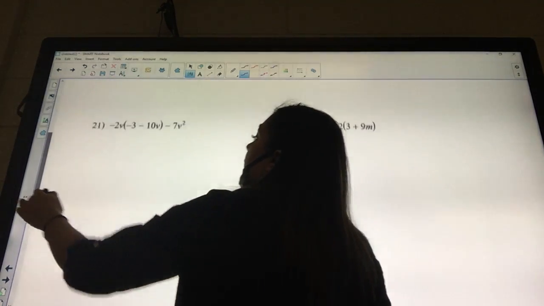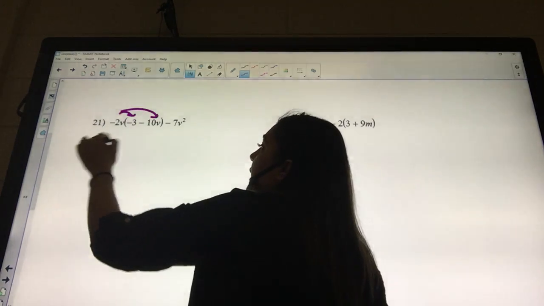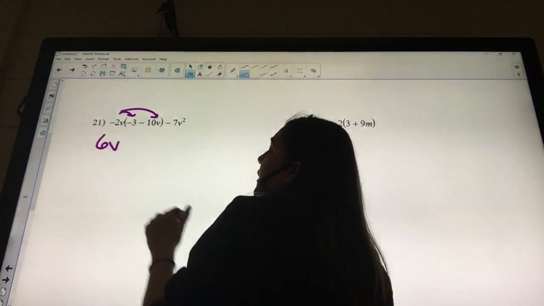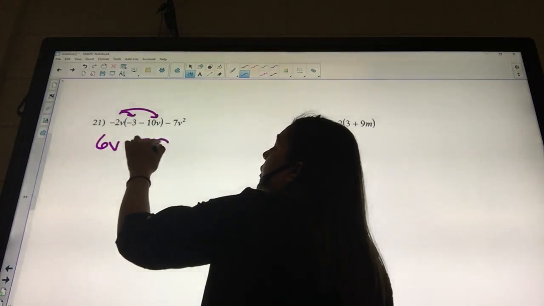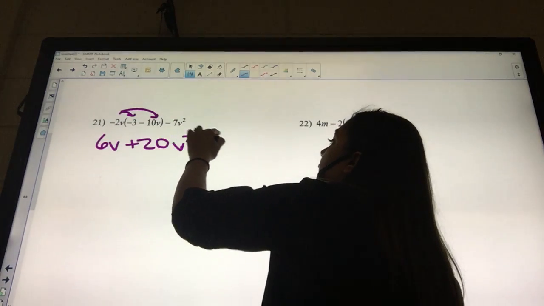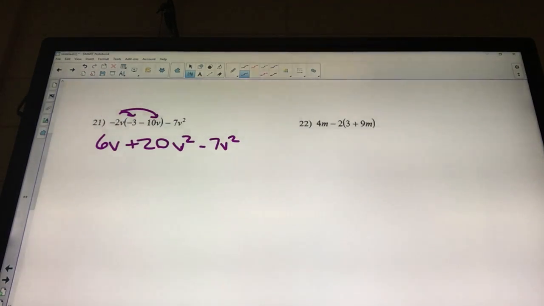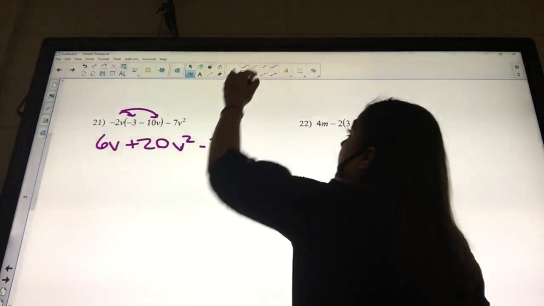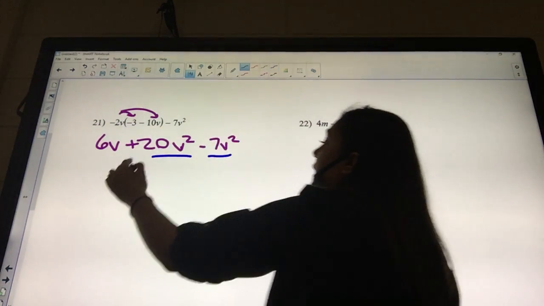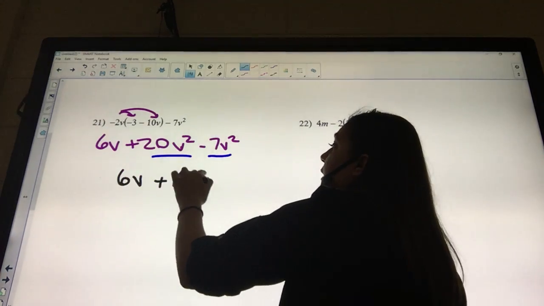Okay, look at 21. We're going to distribute. Negative 2 times negative 3, positive 6b. Negative 2 times negative 10, positive 20. How many b's? 2. B squared. Minus 7b squared. So what can we put together? The b's. So these ones can go together. So 20b minus 7b is 13. So plus 13b squared.